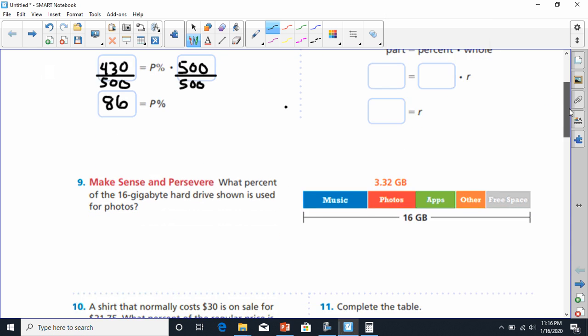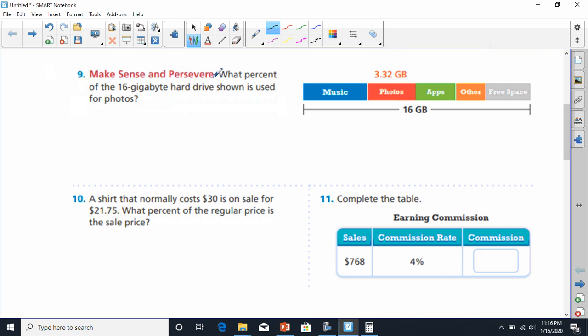Let's continue on. Doing number 9. It says, what percent of the 16 gigabyte hard drive shown is used for photos? Well, we see that 3.32 gigabytes are used for photos. Let's set up our percent equation again. The part is going to be equal to the percent times the whole. Well, we know the whole is 16 gigabytes.